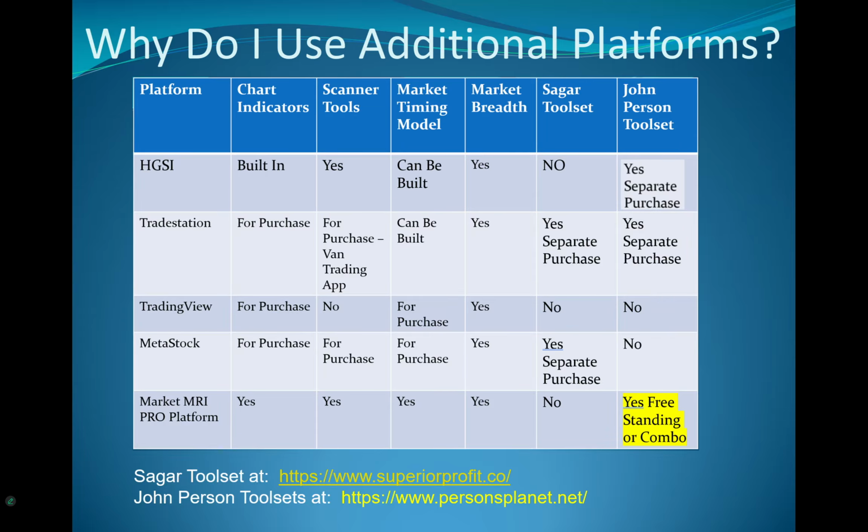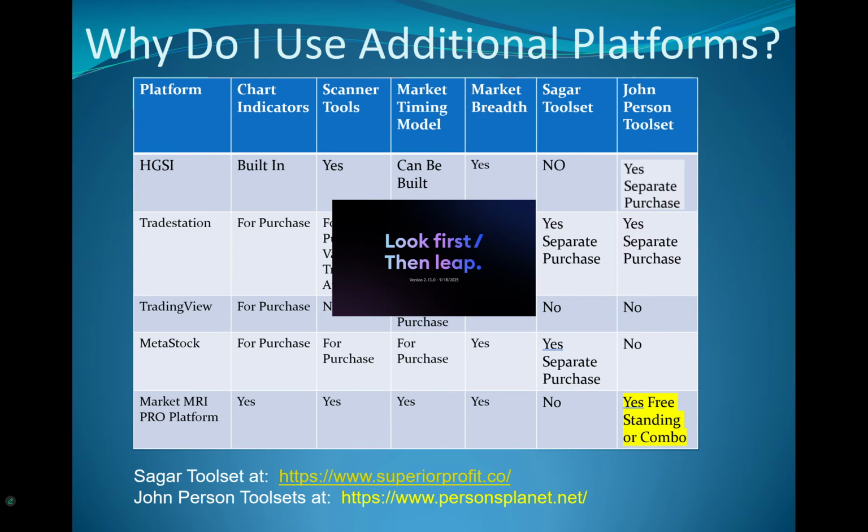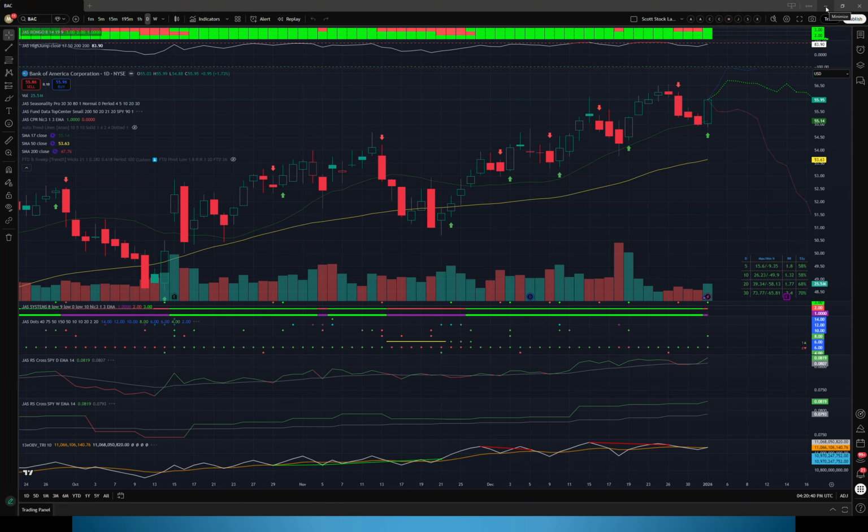TradingView, I actually include TradingView with my indicators purchase, not TradingView itself, but my indicators. I forgot to load this one, so let me just stick it in there.